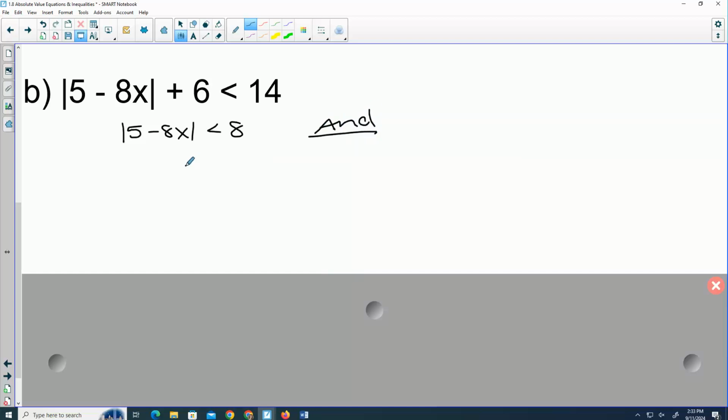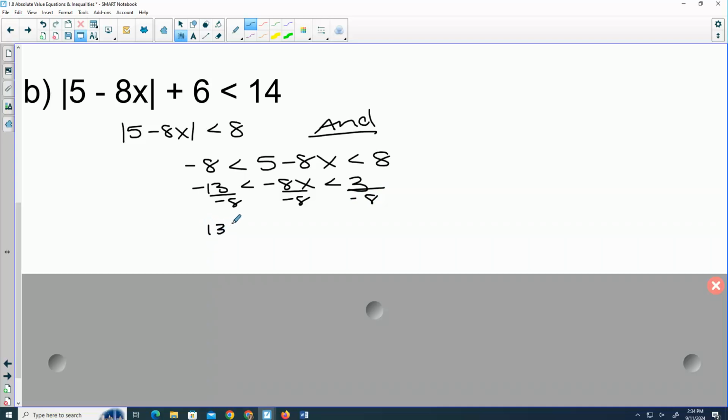That means we make one big inequality. So you put the -8 less than the 5 minus 8x less than 8. Because it should be, since it's an and, just in between two numbers. So then we can subtract our 5. What happens when I divide by -8? Flips all those inequalities. So I get 13/8 is greater than x is greater than -3/8.